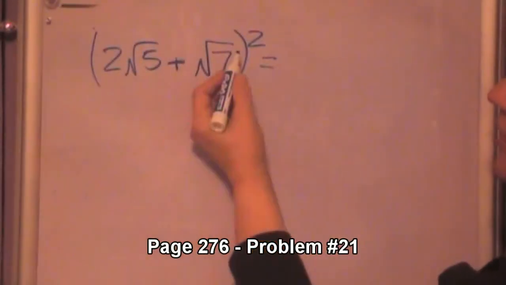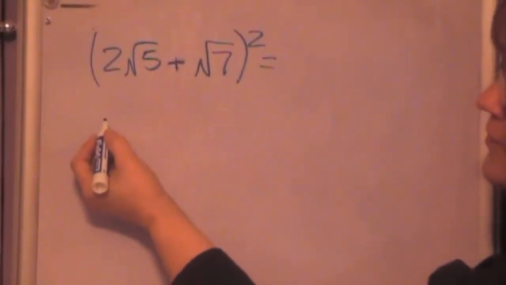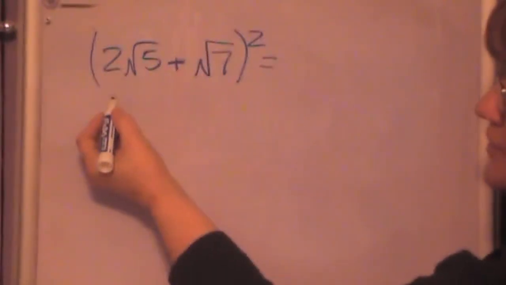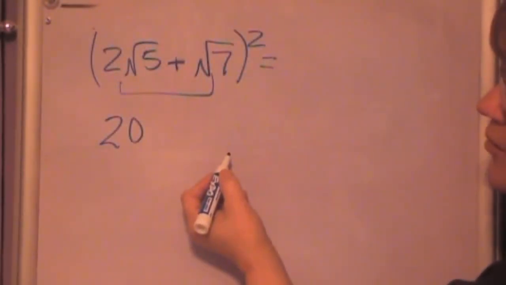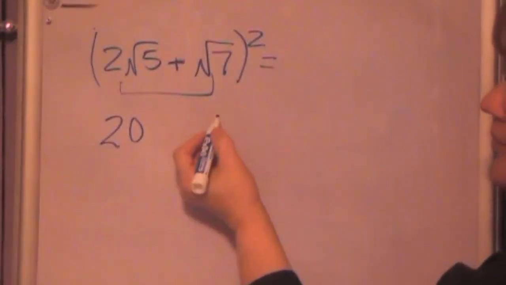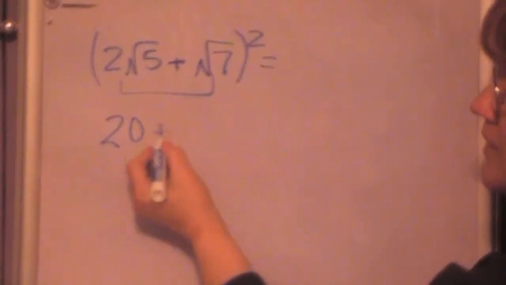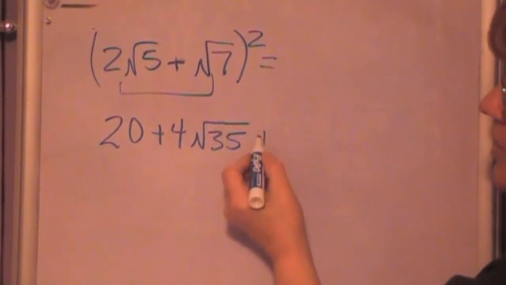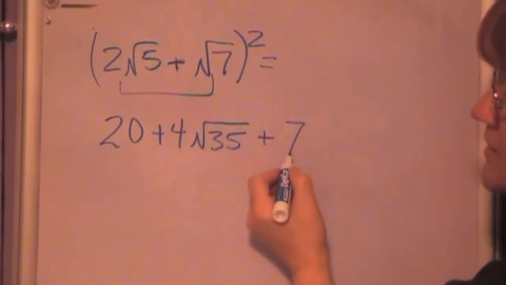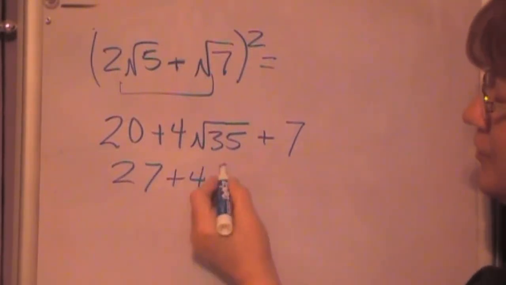Again, we have a binomial squared, so I'm going to square the first, which is 4 root 25, which is 4 times 5, which is 20. Then I'm going to multiply two of these together and double it. So I have the multiplication here is 2 root 35, and double it gives me 4 root 35. Plus, square the last, and I just get 7. So I have 27 plus 4 root 35.